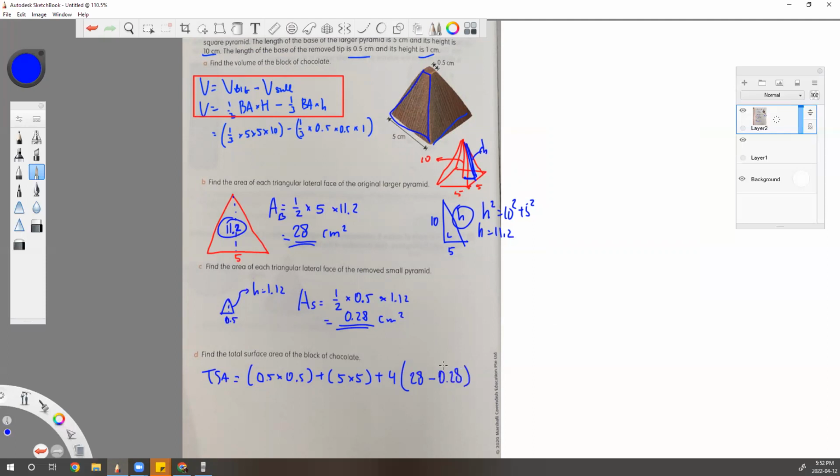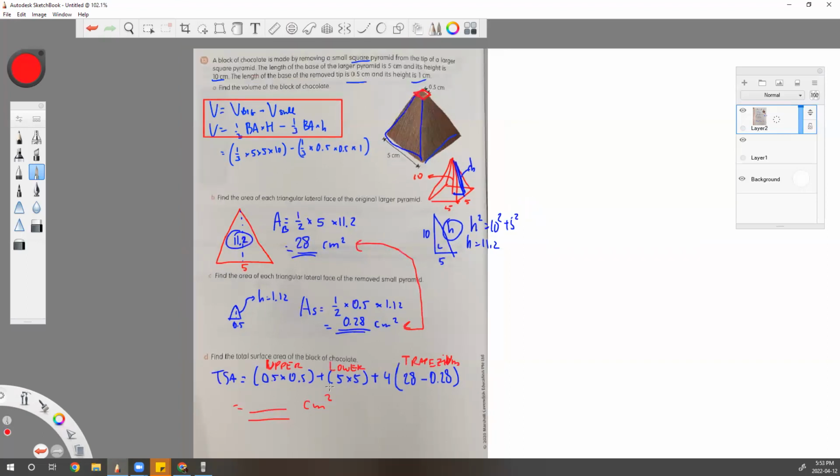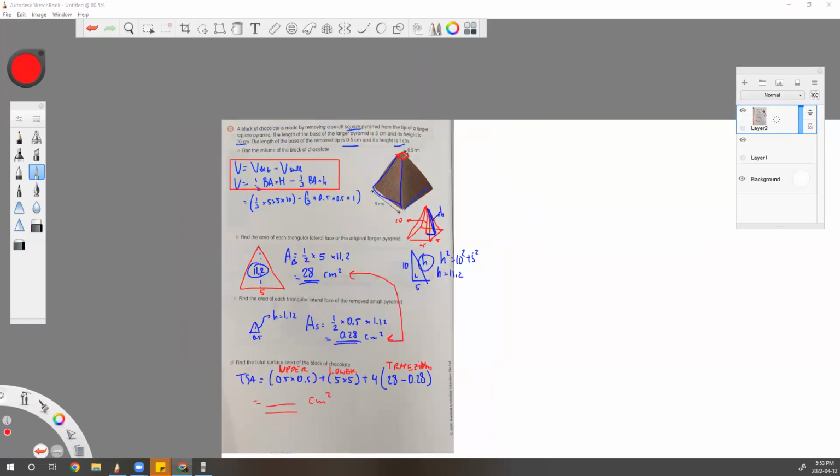Get the idea, Stacey? It's quite hard, but do you have any question about this? No. This is the upper, the small one, and then this is the lower, and this will be the trapezium, which we get from this minus this. The greater triangle minus the smaller triangle, times 4. Why? Because we have 4 sides: front, back, left, right. The unit is cm square. That is how you do it. Next.